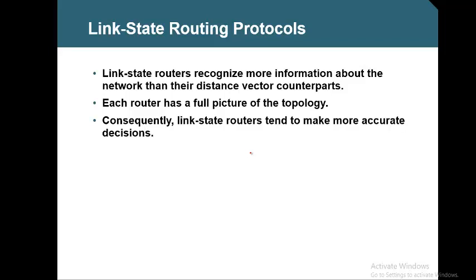But in EIGRP, that is not the case. If the primary goes down and if there is no backup in the topology table, then EIGRP is going to query and get stuck in active, SIA. I tell you, OSPF is the best protocol, the protocol that can make very fast decisions, accurate and fast decisions.